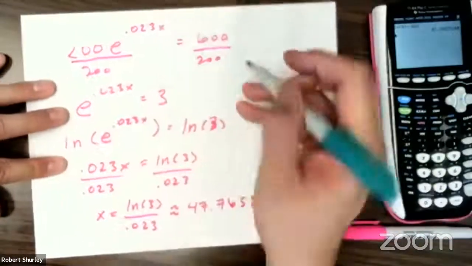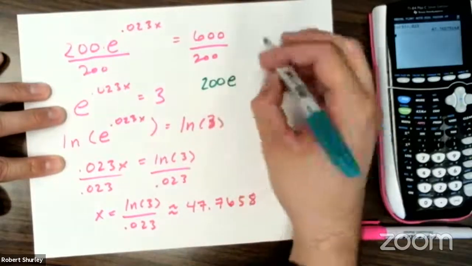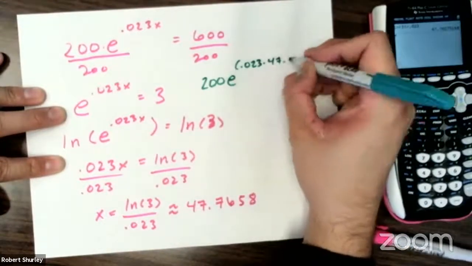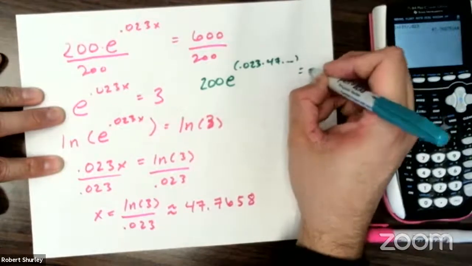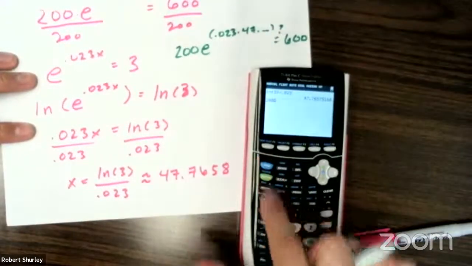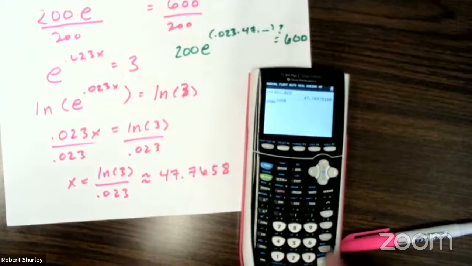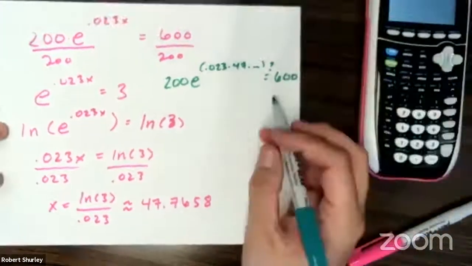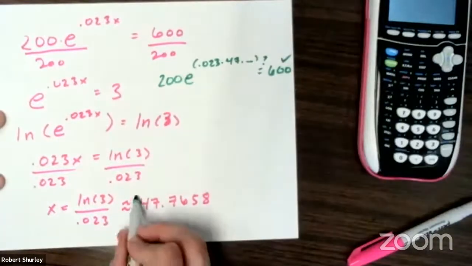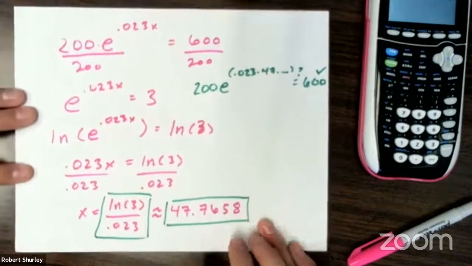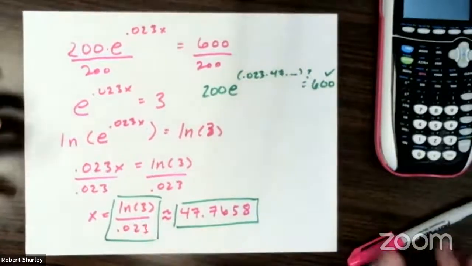So I've got to go back to the very original equation. 200 e^(0.023 times 47.7658...) and put it in the calculator. We want to see, is this close to 600? Oh yeah, 600.0006668. Yeah, that's close enough. That checks out. So that means that's our approximation. The ln expression would be our exact answer.